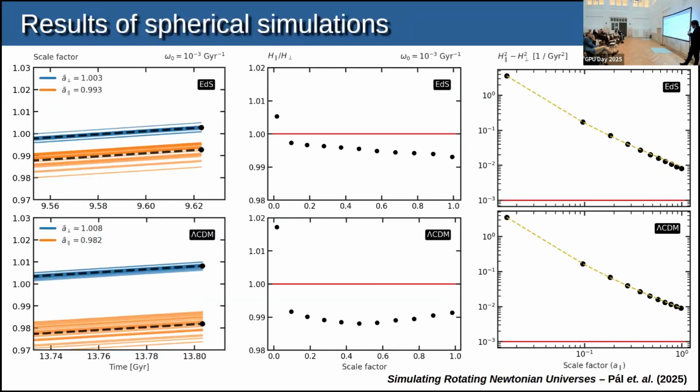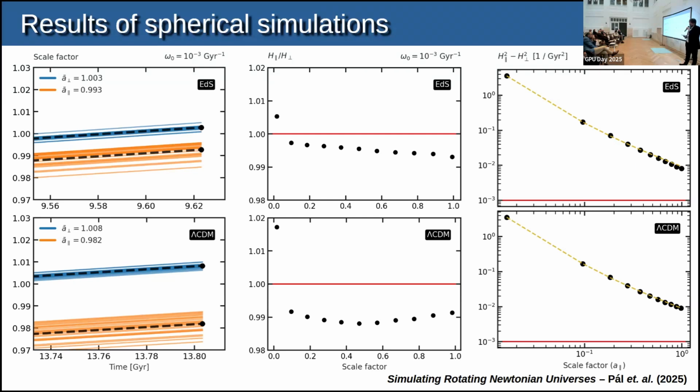And so in the past, we made spherical simulations. As I mentioned, the most notable effect you can measure is the expansion rate, or the discrepancy of the expansion rate of the universe in different directions. So we made these simulations in a spherical geometry and measured the value of the expansion rate parallel and orthogonal to the rotation axis of the universe. So in two different directions.